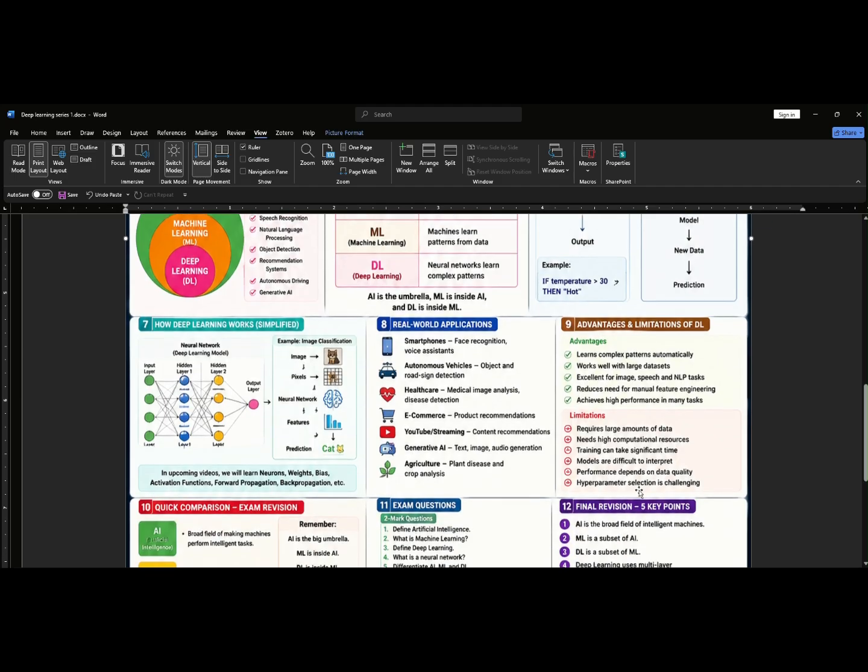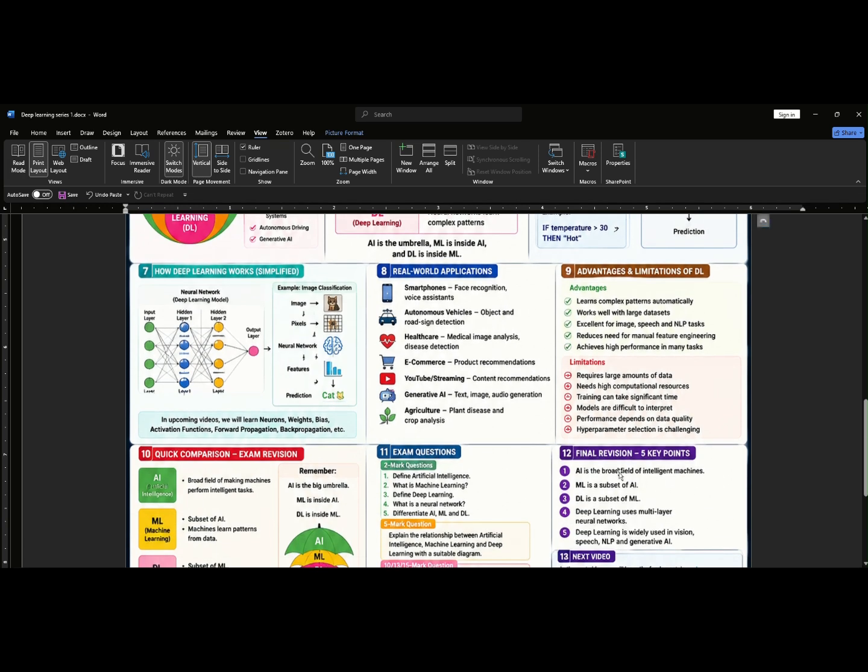The limitations: a large amount of data is required, high-end computing resources are needed, training takes a significant amount of time, models are difficult to interpret, and performance depends on data quality, and hyperparameter selection is challenging.